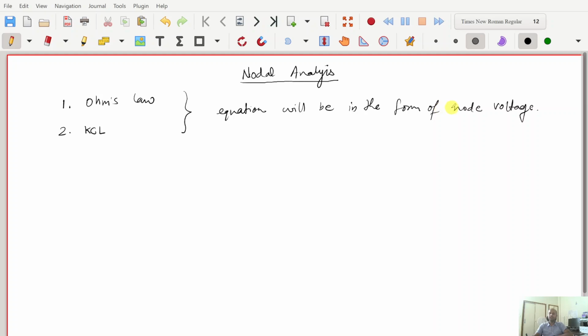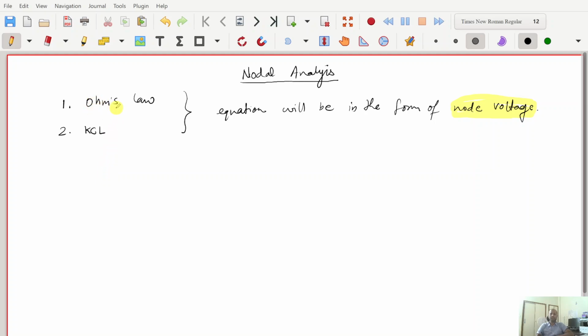What do we mean by this particular sentence? When we make use of both of these laws to write the equation, the unknown variables of that equation are going to be the node voltages for each node that is present in the circuit. So let us go briefly over what these two laws actually are.